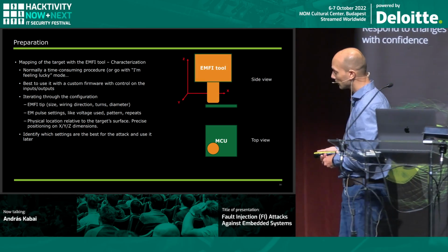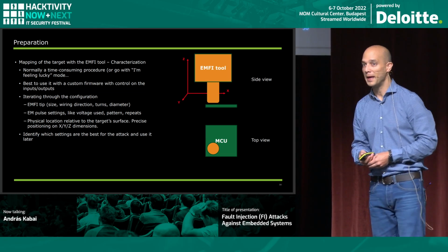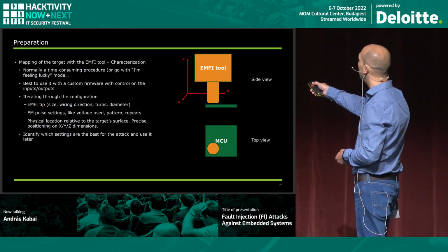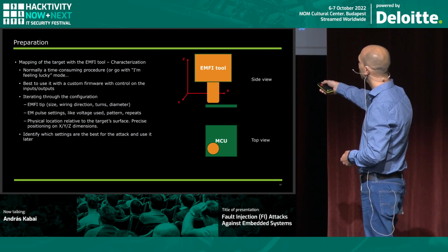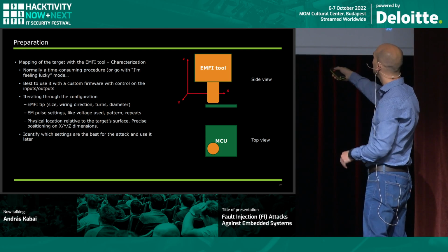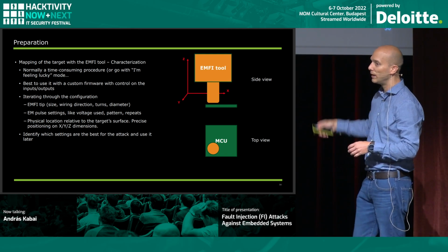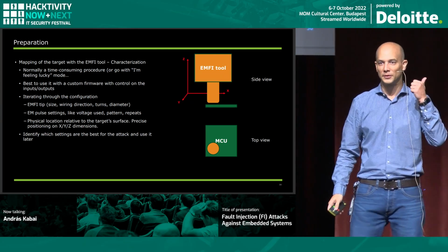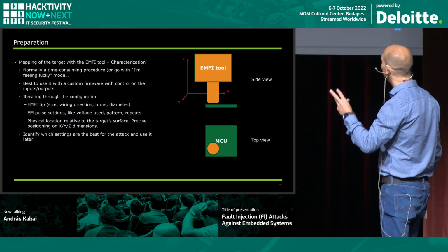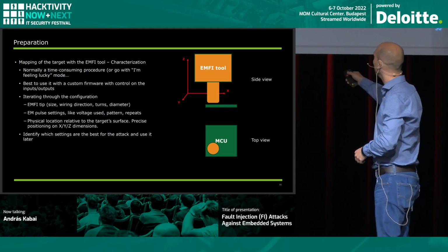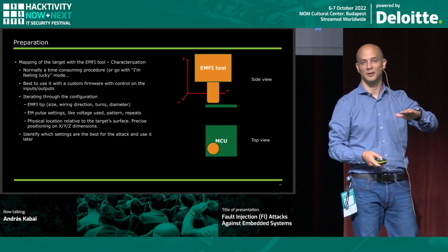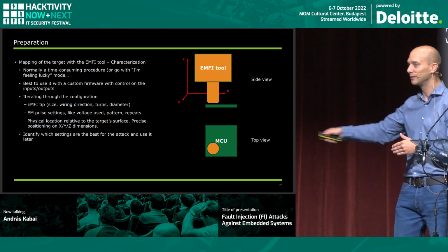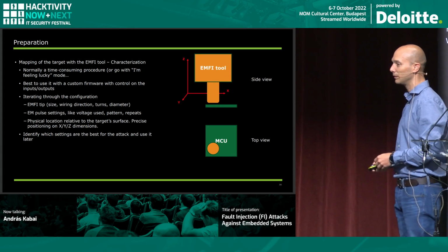With regard to EMFI, it needs a bit of experimentation and mapping of the target before a valuable attack can be performed. Usually you have an EMFI tool with a tip at the end. This is the side view, this is the top view. And you have to find the sweet spot on the microcontroller surface, where the right settings work. These include the voltage you use to generate the electromagnetic pulse, the pulse length, the repeating pattern, and the distance between the tip and the microcontroller unit surface. All of it counts and needs to be considered and checked, so there is a lot of experimentation that needs to be done.